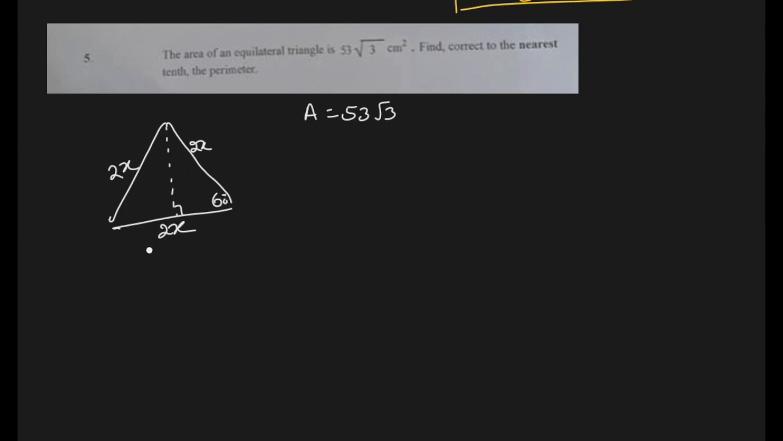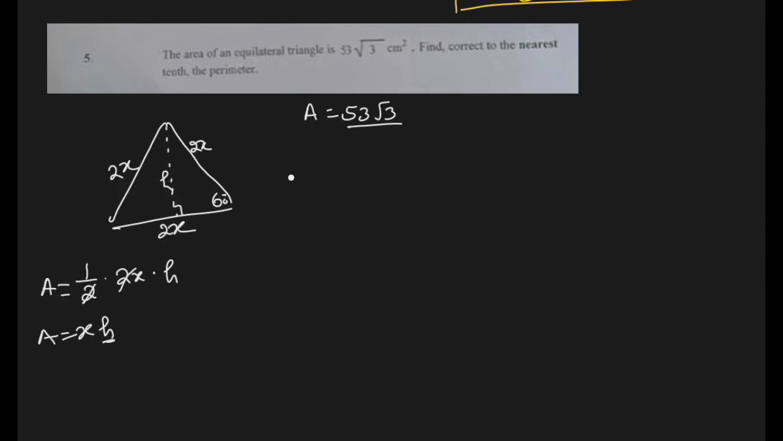So what is the area in this case? Area is half base times height. Let's call it h. Right? 2 and 2 cancel. So area equals xh, which is actually 53 square root 3. But this h has to go because I want to find x for the perimeter, not h.